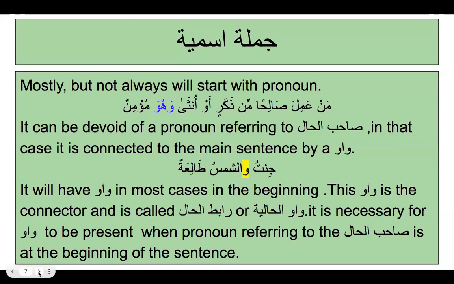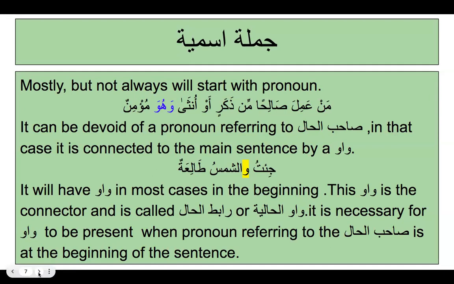While he's a mu'min. So he's in the condition. So "while" is describing the condition. While he is a mu'min, so he's doing righteous deeds, while he has perfected his iman, and then comes the jawab of this condition.